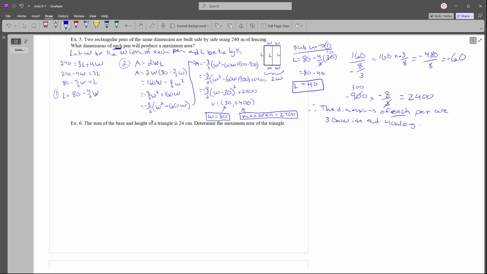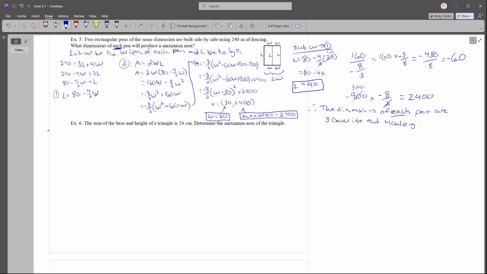Okay, so this one says the sum of the base and height of a triangle is 24 centimeters. Determine the maximum area of the triangle. We have no idea what this triangle looks like. We don't know what type of triangle it is. We just know it's a triangle. And it tells us that the sum of the base and the height is going to be 24 centimeters.